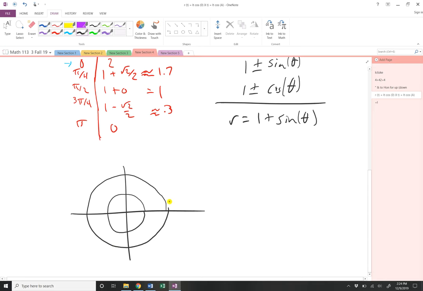Right, anyone got some insight for us here? How can we think about 1 plus sine of theta? Is there a way to think about this that makes it easy to graph, if we know it should look, in some ways, the same shape as the cardioid 1 plus cosine of theta?